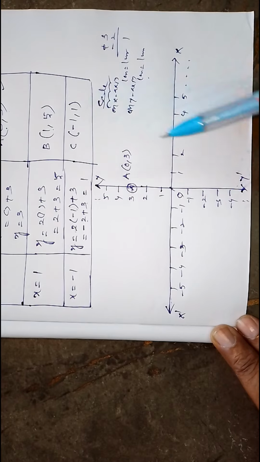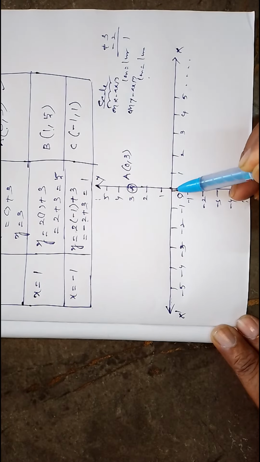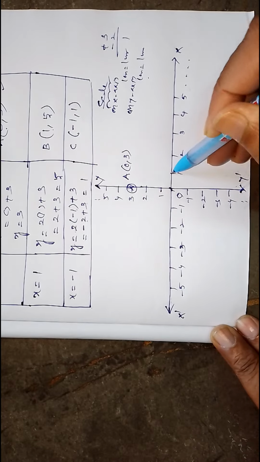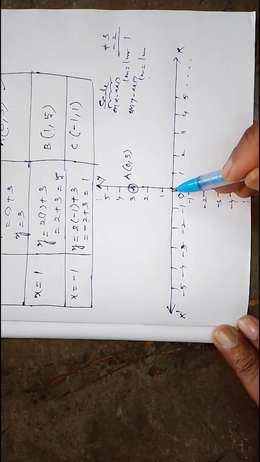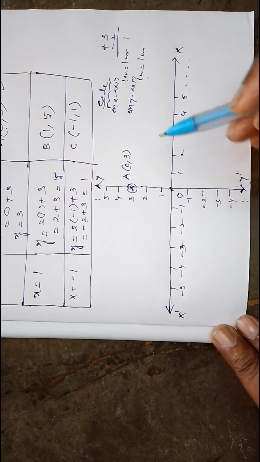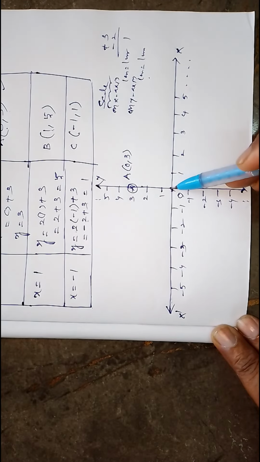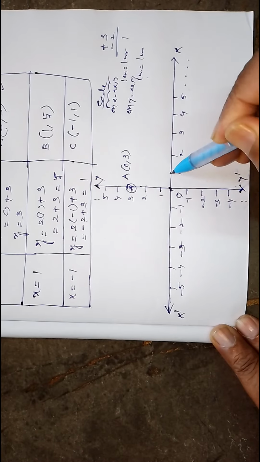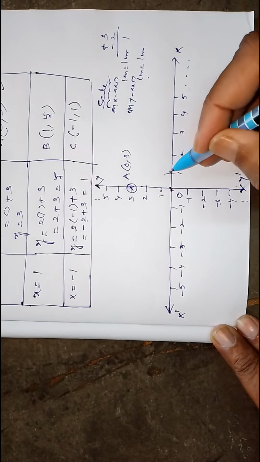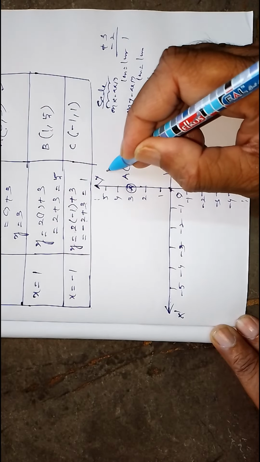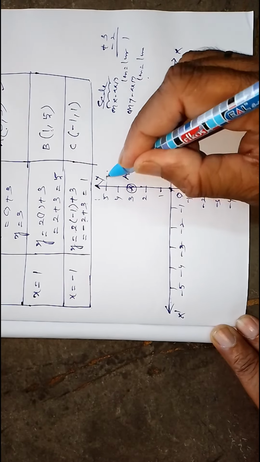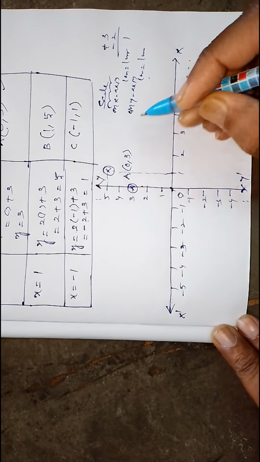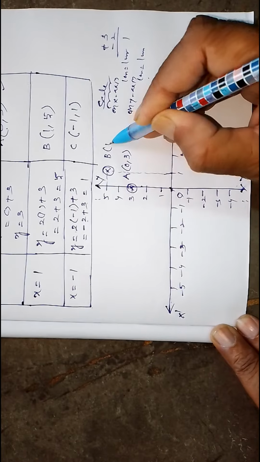After that, 1, 5. This is the origin, the starting point. The x value is 1 and the y value is 5. First I start here at the origin. The x coordinate value is 1, so from here I have to move horizontally 1 unit. After that, from there you have to move vertically. How many units? 5 units. So this is 5 units, right? This is 1, 5. So I just have to mark this. This is the point B (1, 5).